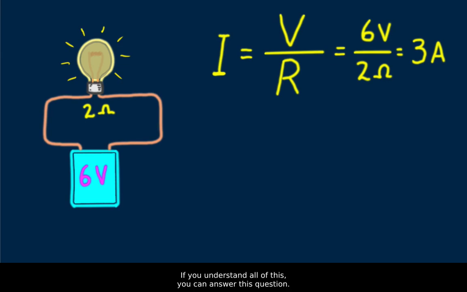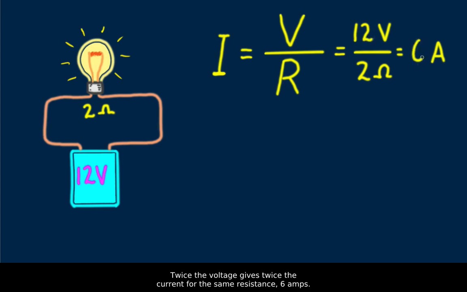If you understand all this, you can answer this question. If we replace the 6-volt battery with a 12-volter, what will be the current in the same bulb? Did you say 6 amps? That's right. Twice the voltage gives twice the current for the same resistance, 6 amps. More energy is given to the bulb and it glows brighter.